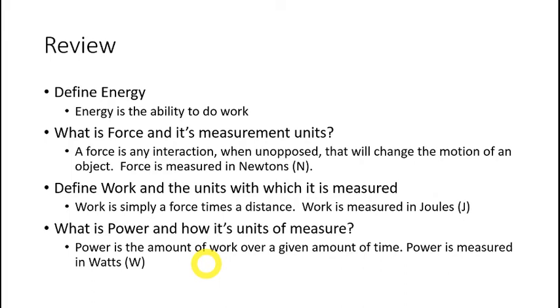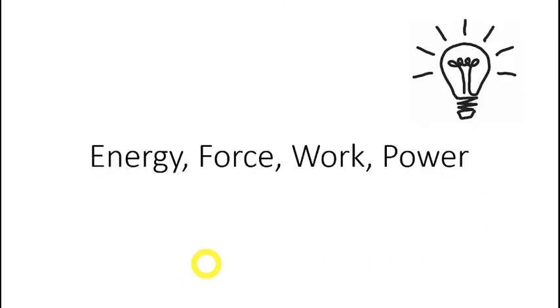So work was measured in joules, and it was just force times distance, but we never really took into consideration how long it took us to lift that box off of the floor and put it up on the shelf. Power is the amount of work over a given amount of time. So now we're putting that time component in, and power is measured in watts, and we use the letter W to abbreviate watts.